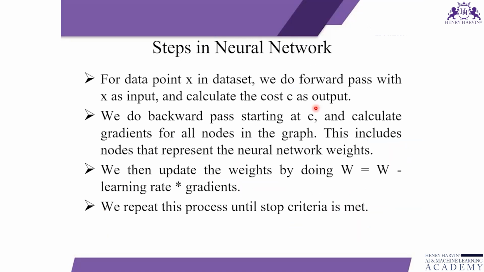So what are the steps we follow in this neural network? For a data point X in the dataset, do a forward pass with X as input and calculate the cost C as output. We do a backward pass starting at C and calculate gradients for all nodes in the graph. This includes nodes that represent the neural network weights. We then update the weights by doing W equal to W minus learning rate into gradients. We repeat this process until the stop criteria is met.